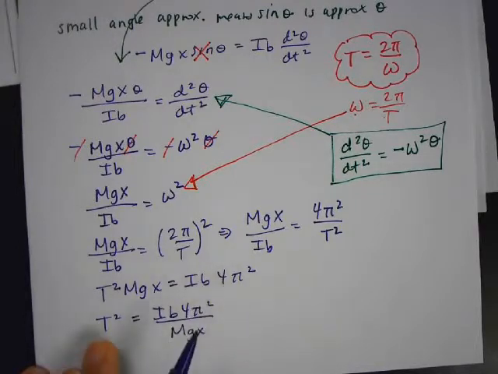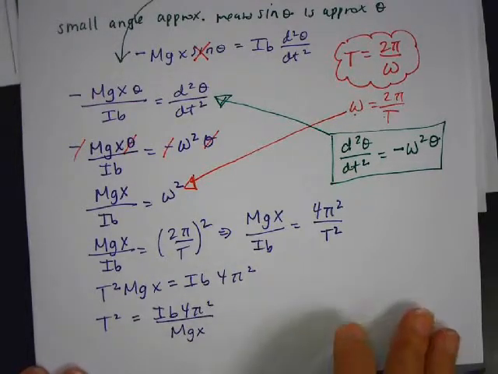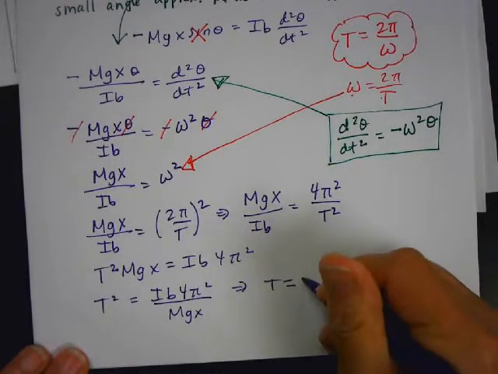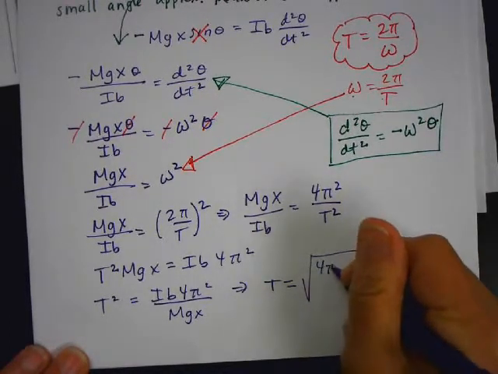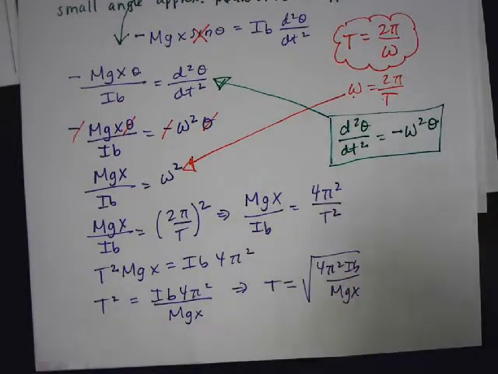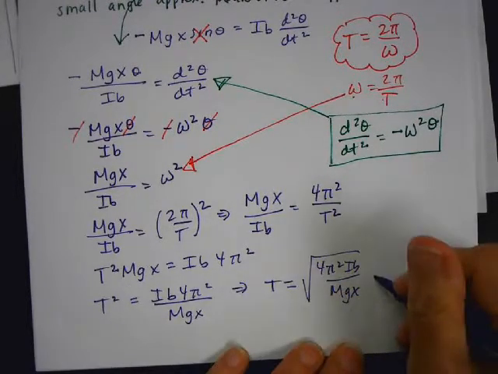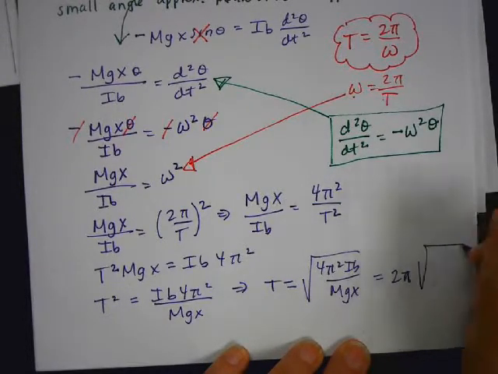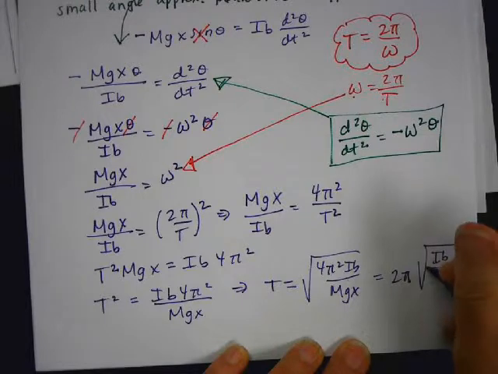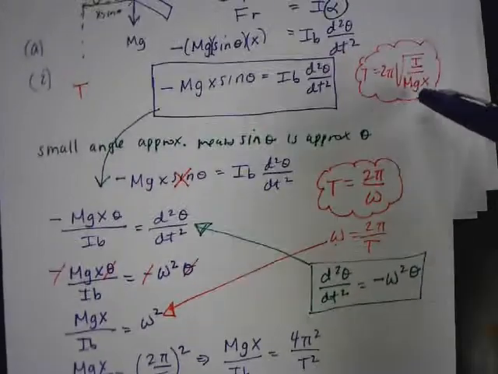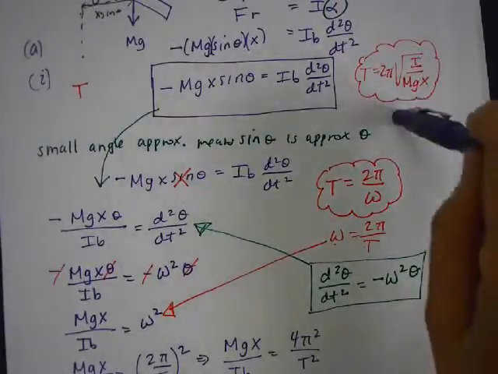So because I want to take the square root of both sides to get the period, I'm going to have T is equal to the square root of 4 pi squared I sub b over mgx, but then I can pull out the 2 pi. So my final answer would be 2 pi times the square root of I sub b over mgx. If I look at what I'm supposed to have up here, I see my final answer is correct.